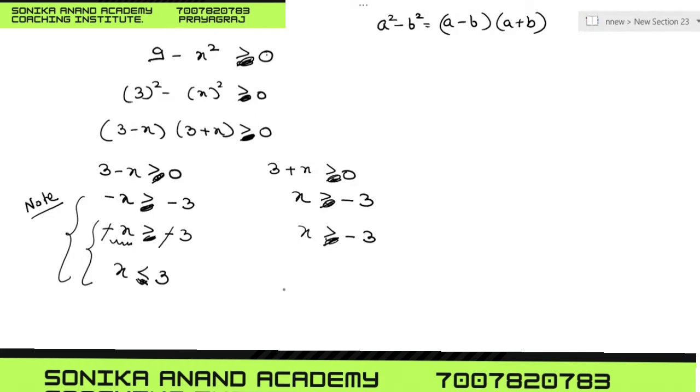So from here we get the value of x must be less than 3 and the value of x must be greater than minus 3. So we can write the value of x must be greater than minus 3 and must be less than 3. Clear? This is the domain. Now, how will we find the range?